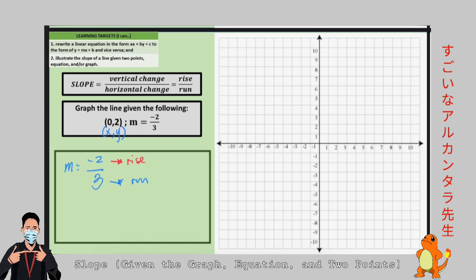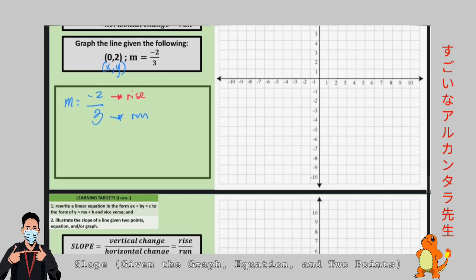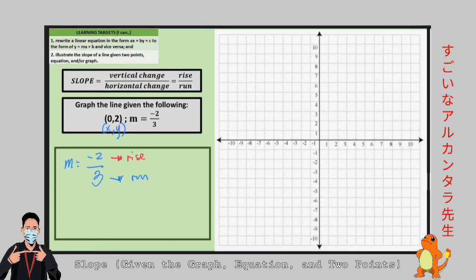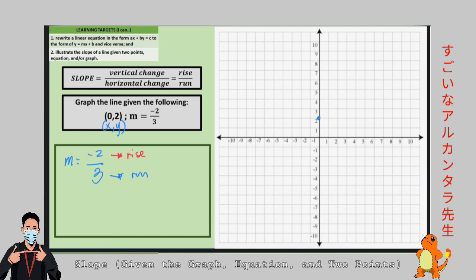So we start with our ordered pair, which is 0, 2. So that can be found right here from the origin. We're going to go 2 units up, 0, 2. So it should be there. Next, we have our slope, negative 2 over 3. So our rise is negative 2. So that implies we're going down 1, 2. And then since our run is positive 3, from here on out, we're going to go 1, 2, 3. So there should be a point that lies right here. And that point is none other than 3, 0.